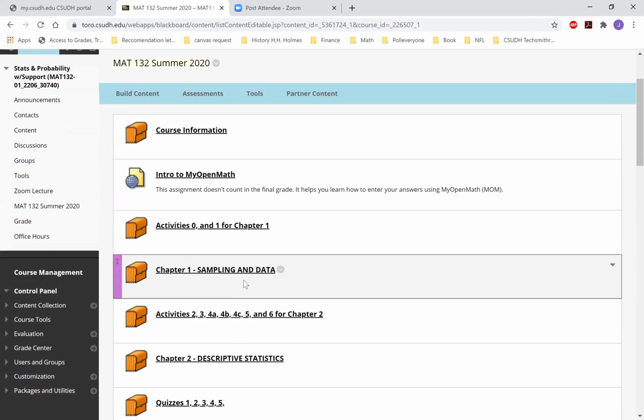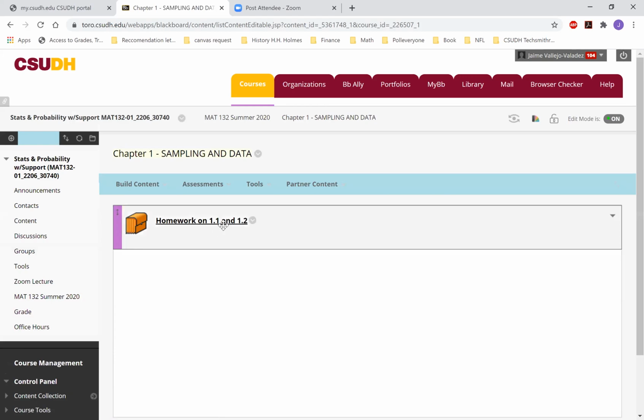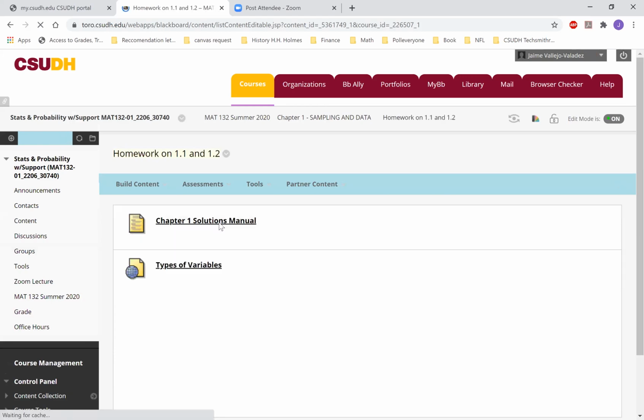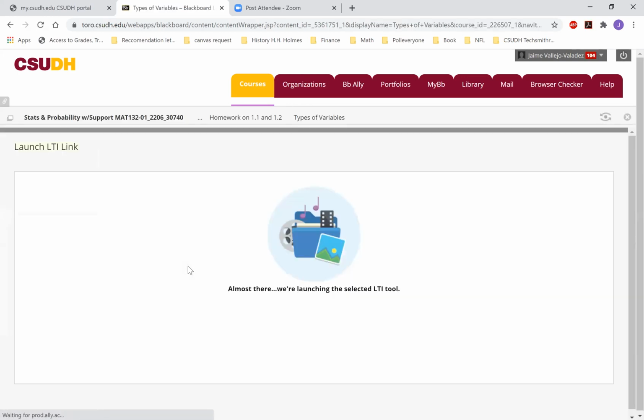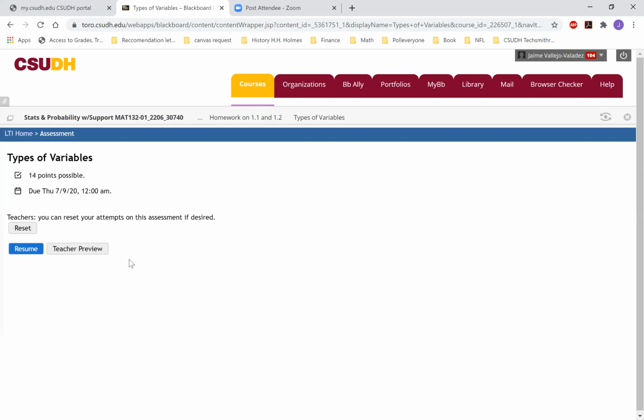All right, thank you. Also, for some of you who already started doing the homework, the homework for yesterday is right here where it says chapter 1 sampling and data. If you click on that, and then click on homework, and then press type of variable, you can just go ahead and start doing the homework. For this one, it is 14 points possible, so there are 14 questions. Once you get all 14 of them correct, you're pretty much done with this homework. So this was the homework for yesterday.